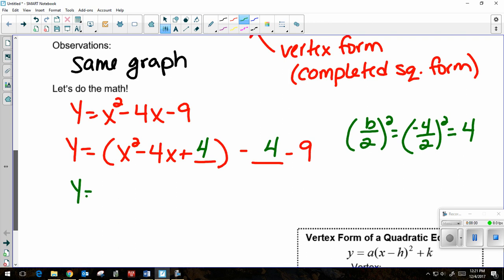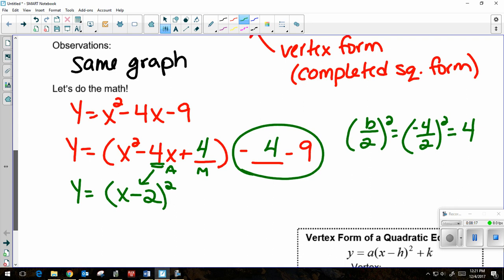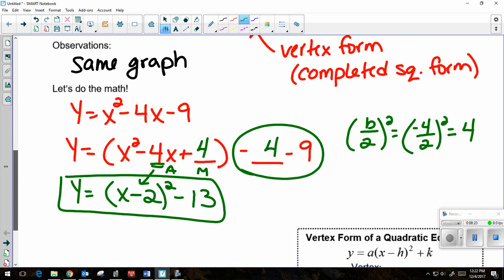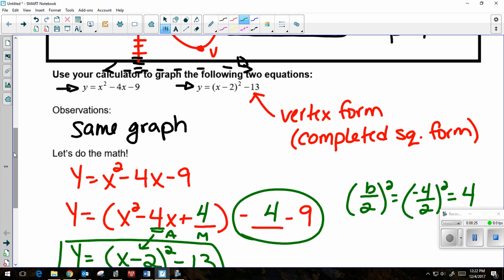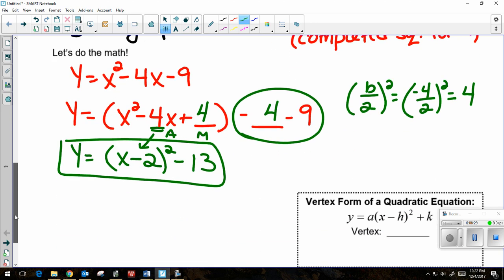Remember, the first piece, the first three terms, is what's being factored. So this is going to be (x minus 2) squared. I use the shortcut of taking this piece and cutting it in half, or you can use AM. And then the last two pieces get combined together. Negative 4 and negative 9 give me negative 13. So if you notice, this equation was that second equation up here, and they match. This is known as vertex form.